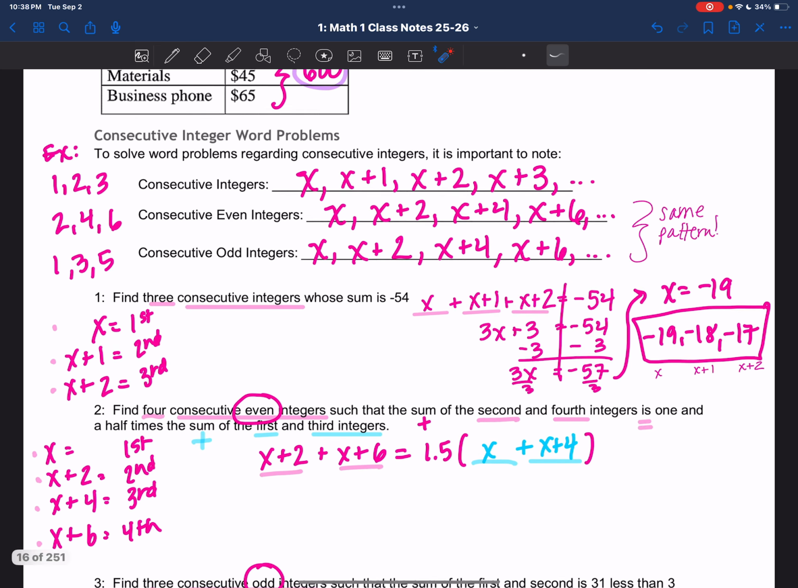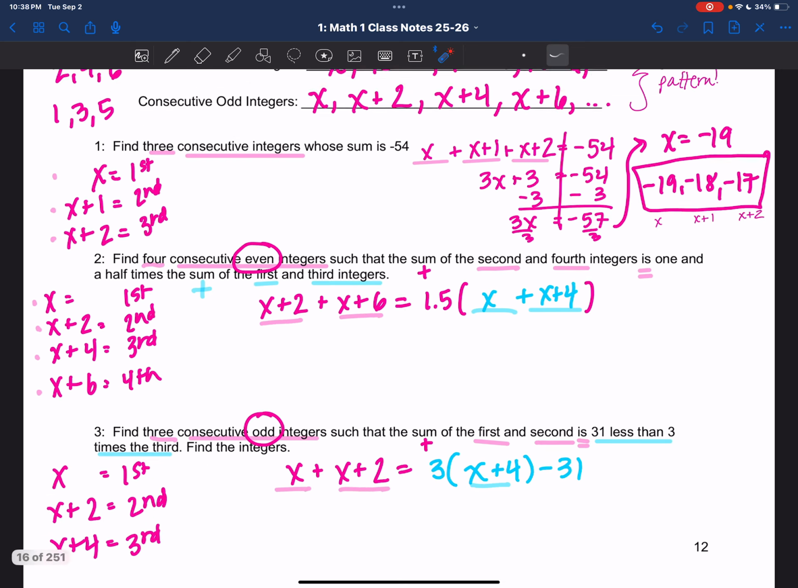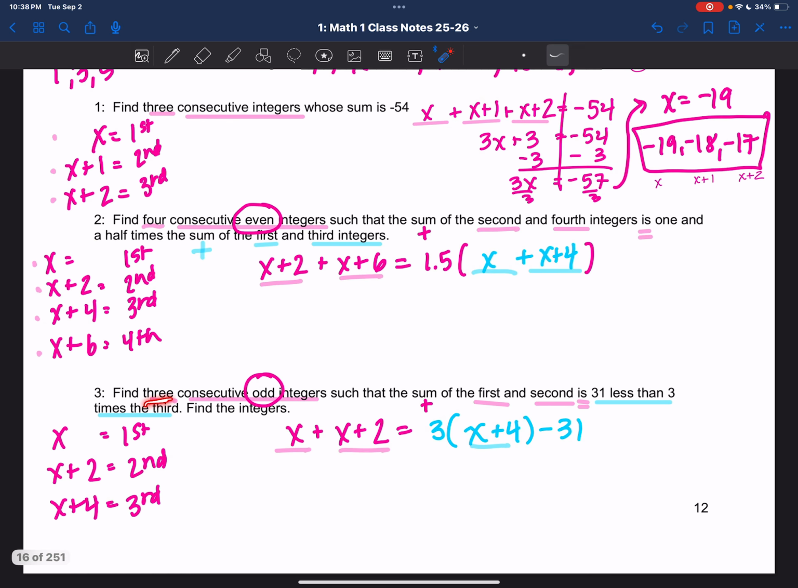And the last one is find 3 consecutive odds. So remember, even and odds are the same pattern. You can look here, it's the same pattern. You're going to list 3, so you've got 1, 2, 3, such that the sum of the first and second, well, here's your first and second, is 31 less than 3 times the third. Well, here's the third, so you're going 3 times the third. All right, so I set it up for you. Go ahead and solve the rest.